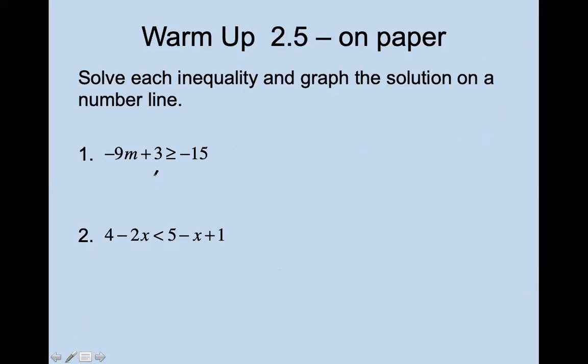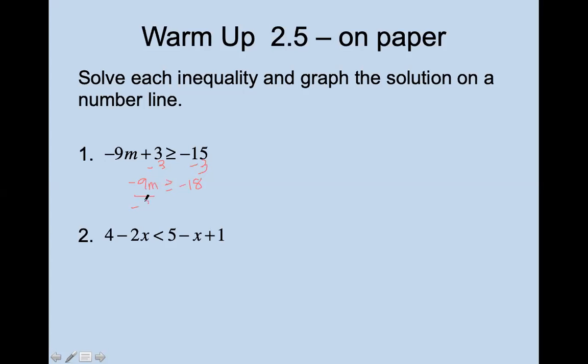And our first one, it looks like our first step is to subtract 3 from both sides. That gives me a negative 9m is greater than or equal to negative 18, right? Both signs are negative, so I add and keep the same sign.